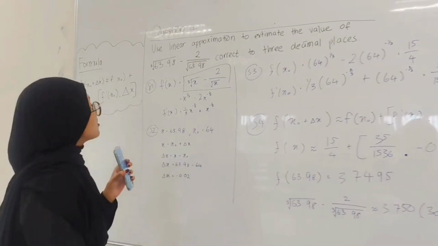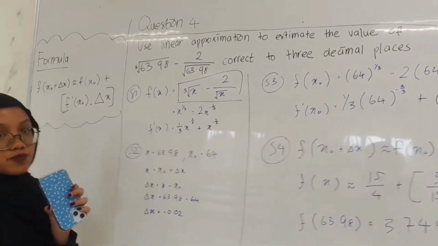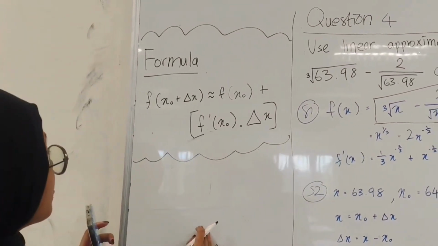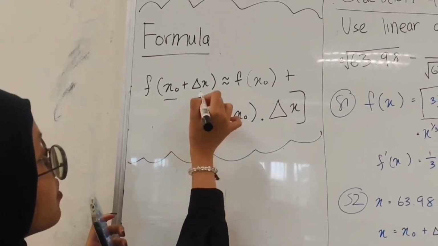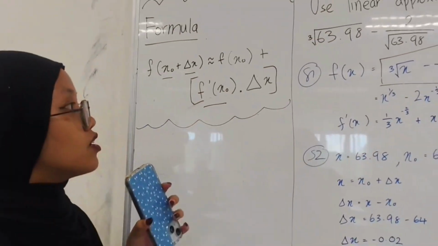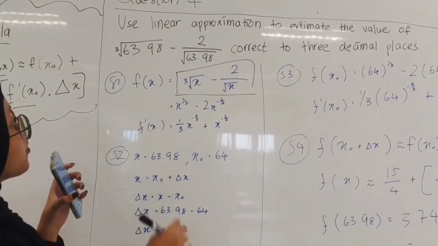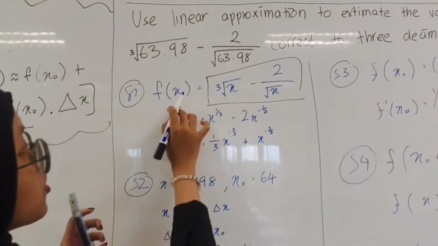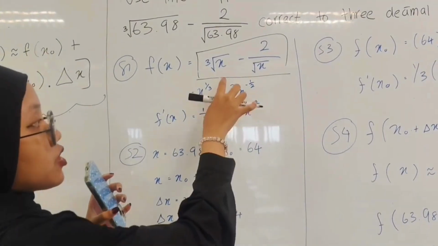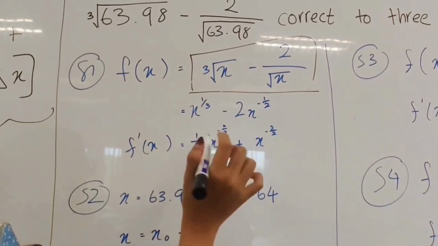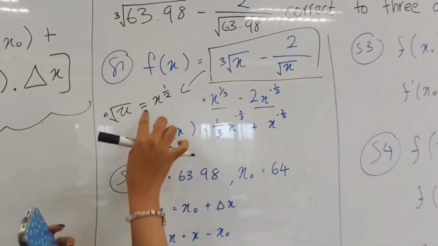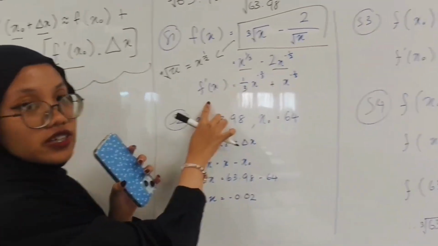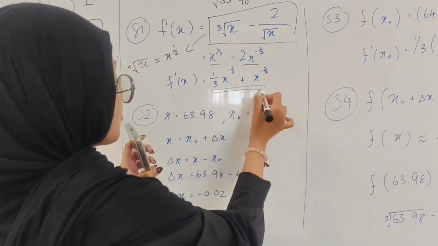Hi, so I'm going to be solving question 4 using linear approximation. So first of all, this is the formula for linear approximation, where first we need to know the value of x null, delta x, and f prime x null. So for the first step, as we both know from this equation, they have the same value. So we need to change it to x. As you can see, this is the radical form, and we need to change it to index form. So using this formula, we can change it to index form, and then we need to differentiate it. So it will become this equation.